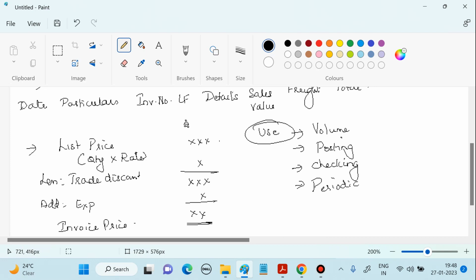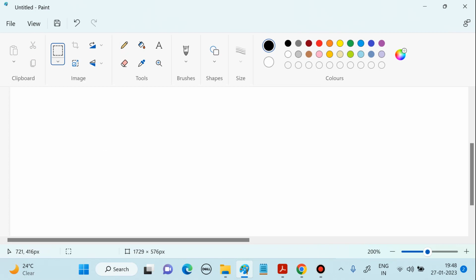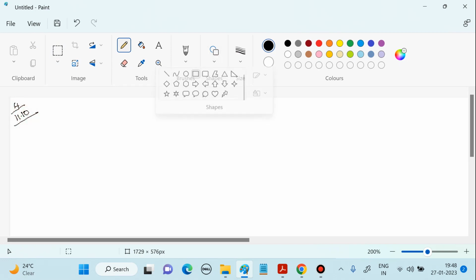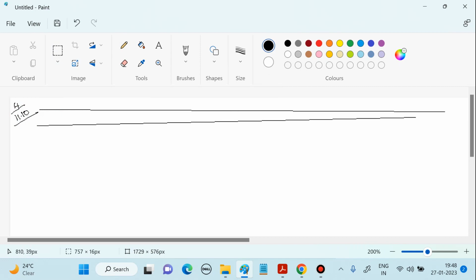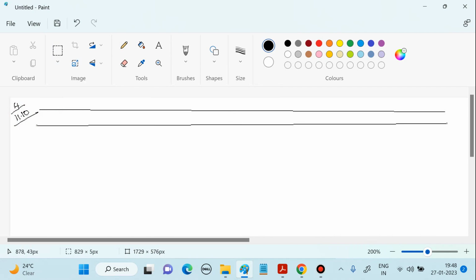Yes. Now let's do Illustration 4 on page number 11.10. So we prepare the format for that. It is from the following transactions: Messrs. Ridhima Sales, Kolkata, prepare the sales book. March 1, sold goods to Gayatri Tea, Assam, by invoice number. We're selling tea to them, less trade discount.